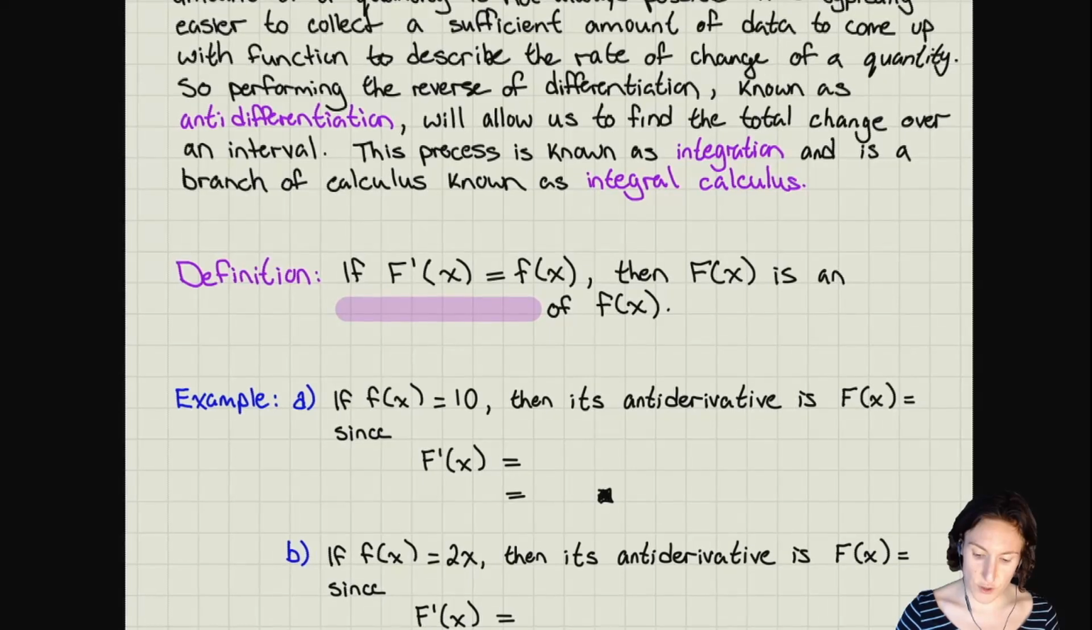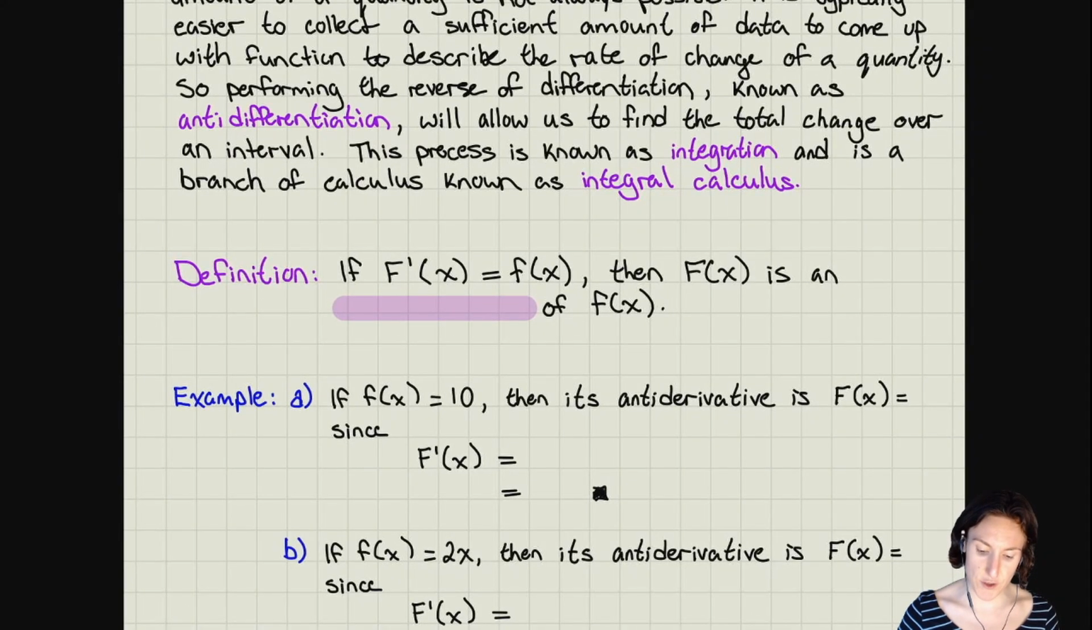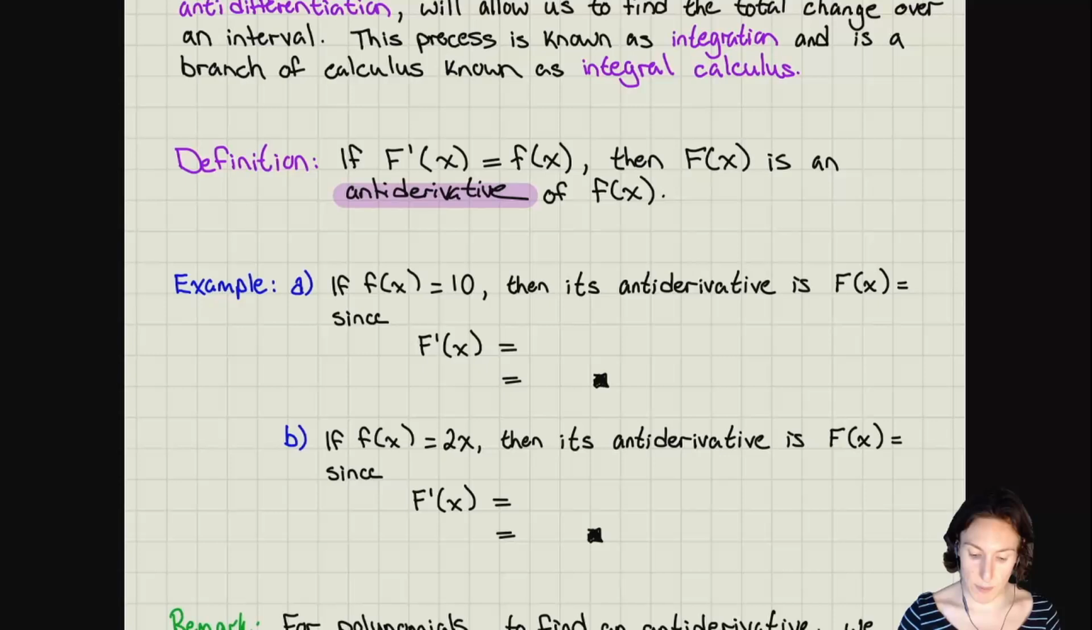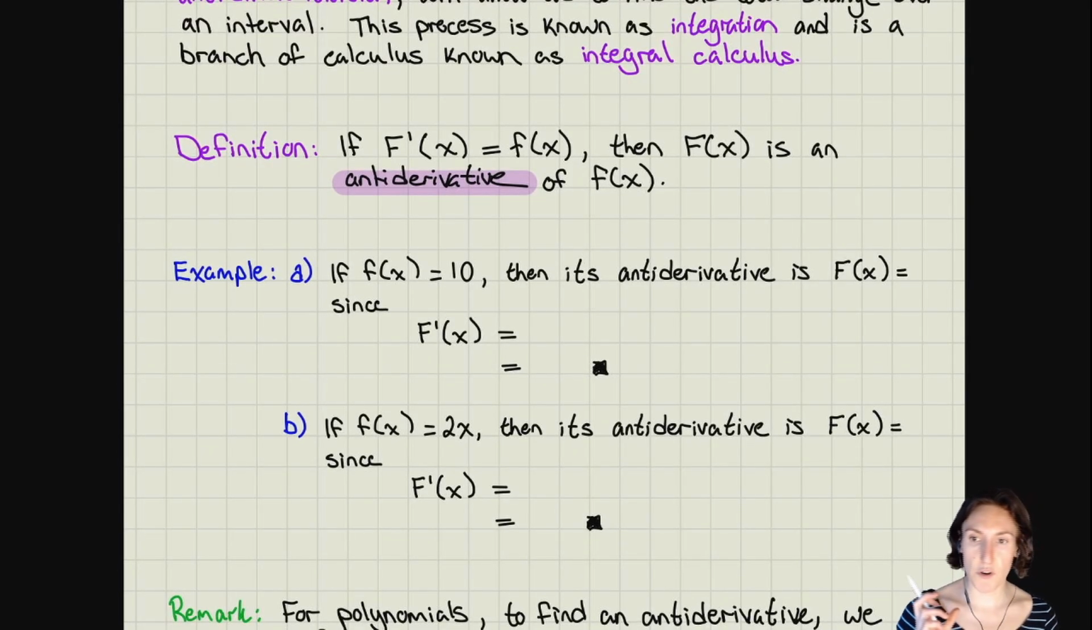Okay, now to do the reverse of differentiation, anti-differentiation, we find something called an antiderivative. The definition is: if you have a function capital F prime, and it equals the f of x that we want, then capital F of x is referred to as an antiderivative. The connection between the antiderivative and the integral we'll talk about when we discuss the fundamental theorem of calculus. But for now, think of it as the reverse of differentiation.